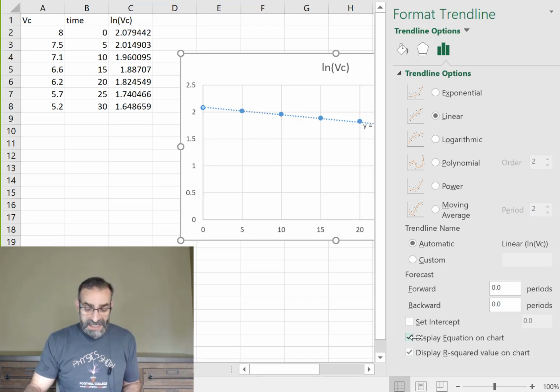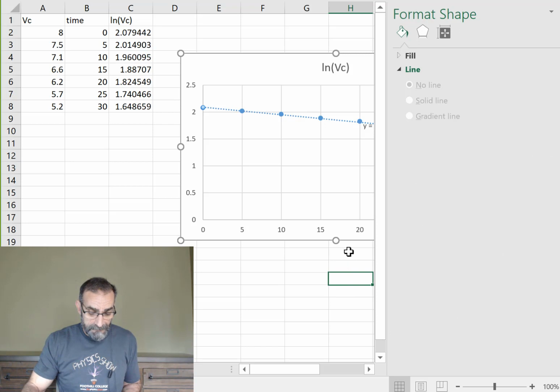If you're using Google Sheets, it's kind of hidden in there. It's in the title, or the label, I think they call it, for the line. You have to go to where it says label or title and change it to display equation, or use equation, I think it says. So make sure you see the equation.